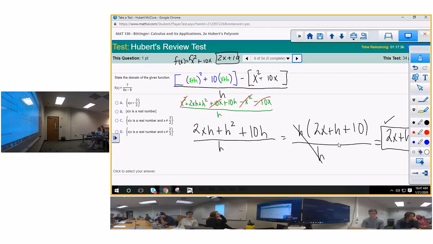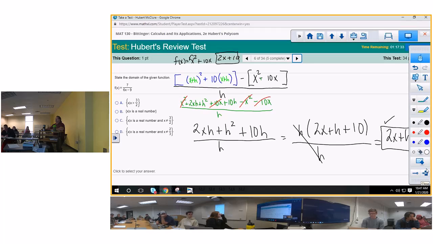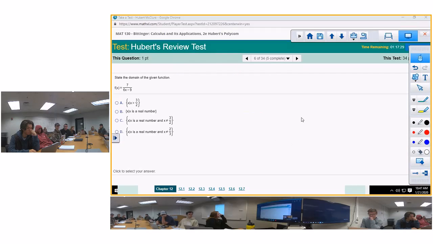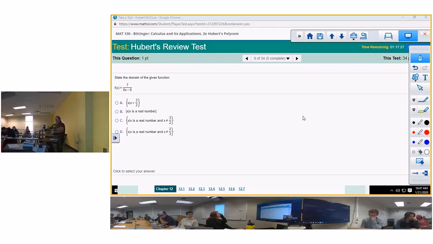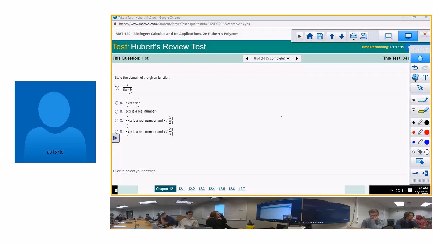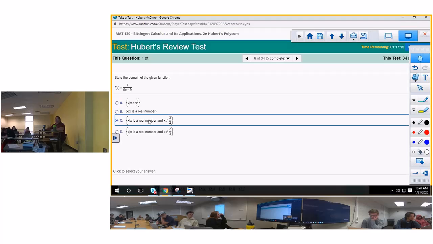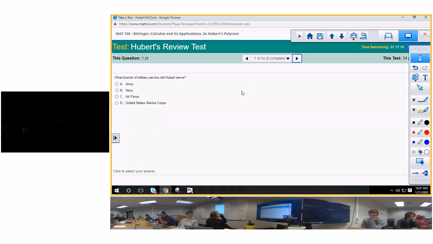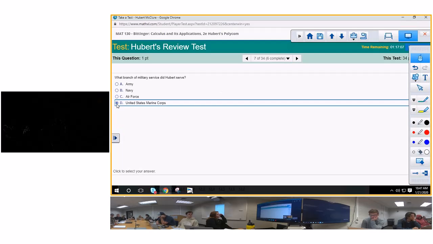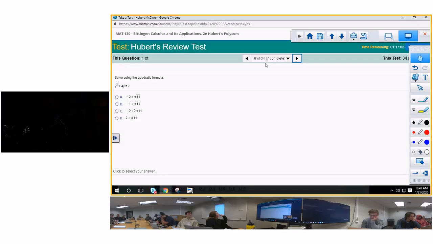What's the domain? Y'all should be able to do that in your head. Let's see, 6x minus 9 can't be 0, so 6x can't be 9, so x can't be 3 halves. If you plug 3 halves into this, it can't equal 3 halves, so it'd be Charlie. Set the denominator equal to 0. Y'all should know how to do that from Algebra 1.